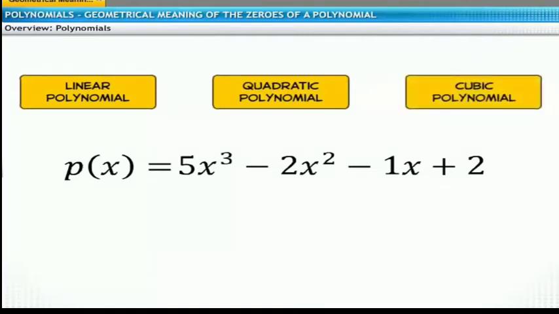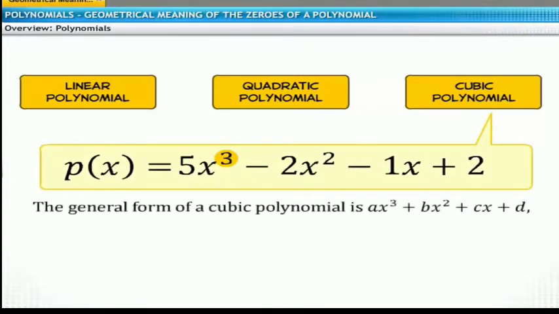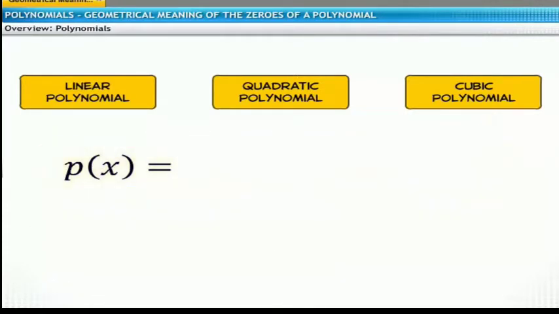And types of polynomials are there: linear polynomial, quadratic polynomial, cubic polynomial, on the basis of their degree. And here the maximum degree of this polynomial is 3, so it is a cubic polynomial. Okay, and the general form of the cubic polynomial is ax cube plus bx square plus cx plus d, where a, b, c and d are real numbers and a does not equal 0.